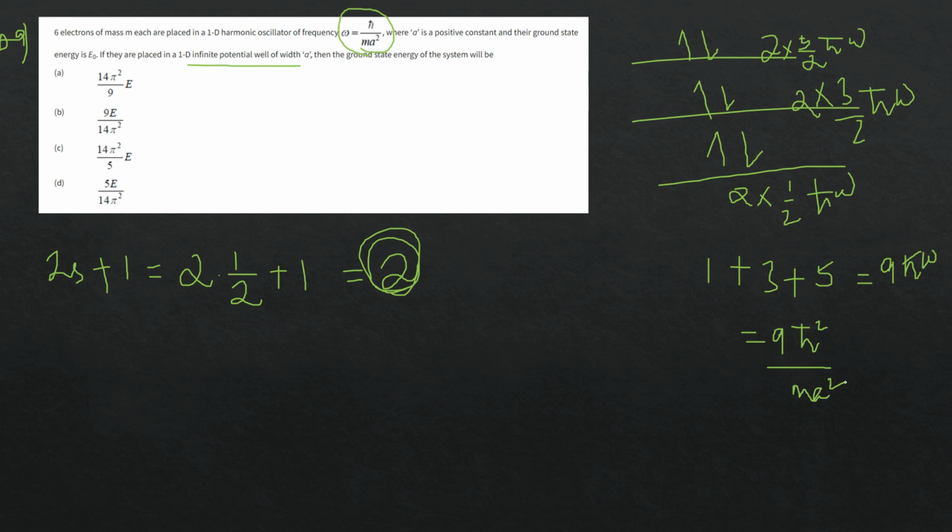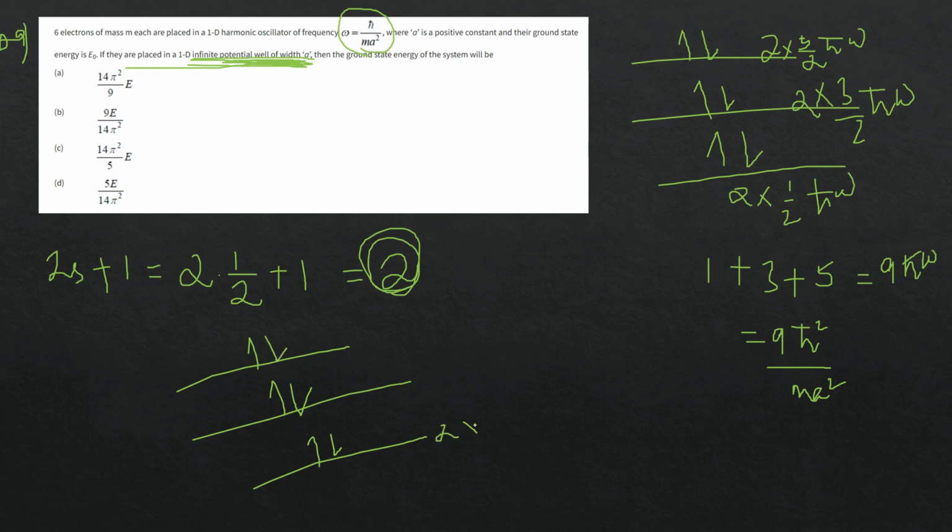Now the ground state energy of the system, if the electrons are placed in a 1D infinite potential well of width a. Again the same thing, 6 electrons divided by 2, 2, 2. But the energy is different because this is a 1D infinite potential well. So for that it will be 2 into n square pi square h cut square by 2 m a square, with n equal to 1.